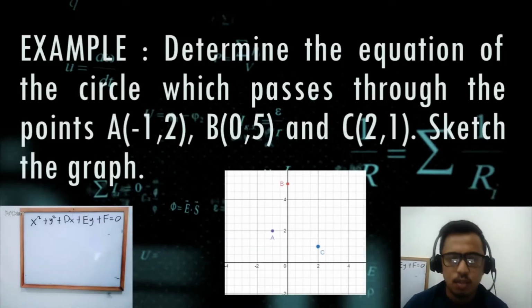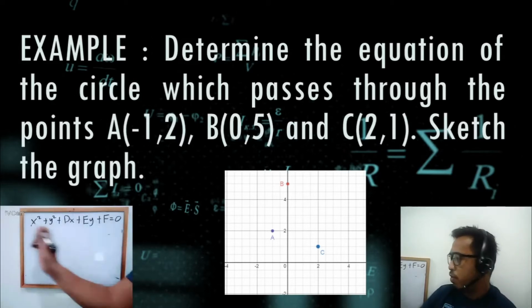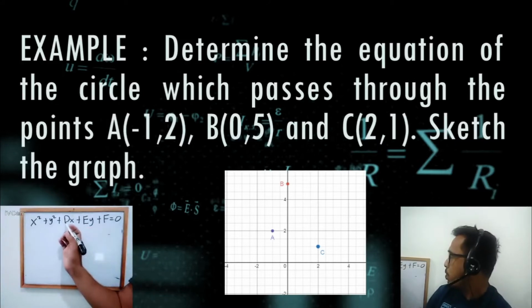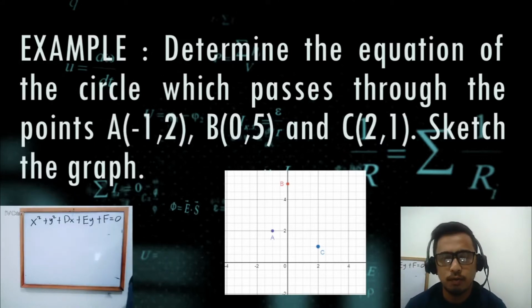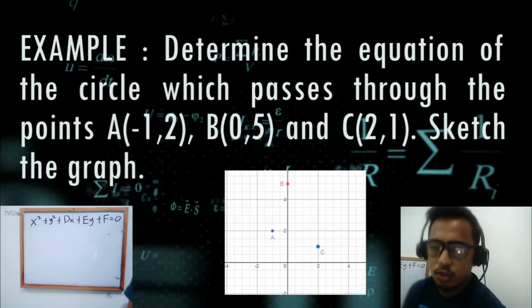So how to answer a problem like this? To answer a problem like this, there are two different approaches here. It's either you will be using the general form or you will be using the radius. If you are using the general form, then you should solve for the values of D, E, and F. So let us use first the general form, and later we will be using the radius.